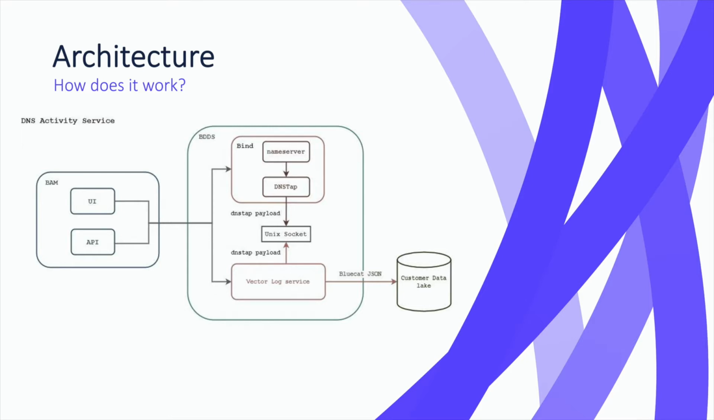So when the user enables DNS activity, the front end, bind, will enable and configure DNS tap in the back end, and it starts capturing DNS traffic and writes this log in a DNS tap payload in protobuf binary format to a Unix socket in BDDS. And the vector log service reads and ships this data in BlueCat JSON format, which is a common DNS schema for Edge and Integrity.